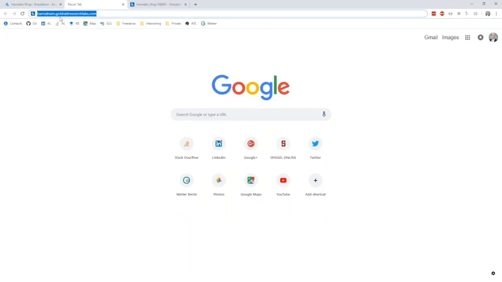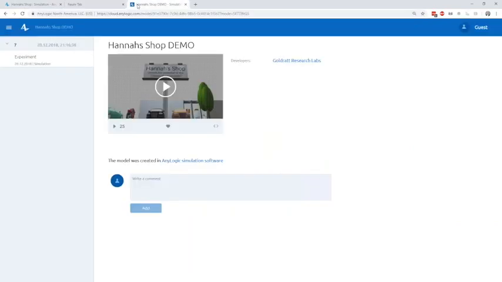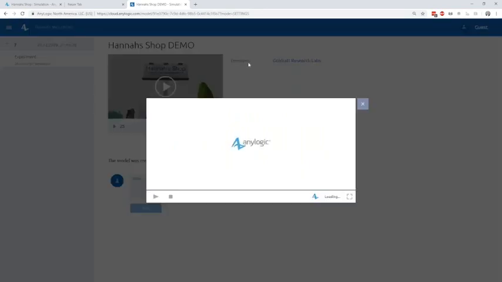Benjamin was showing the link there. It's really just hanasim.goldrattresearchlab.com. You can just click on that URL or type the URL. That will take you straight into the cloud-based version of the model. There will be a big play button there. You click on the play button, and that's how you can start the model.